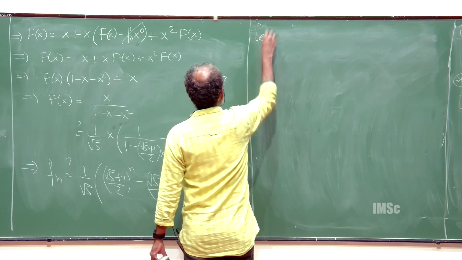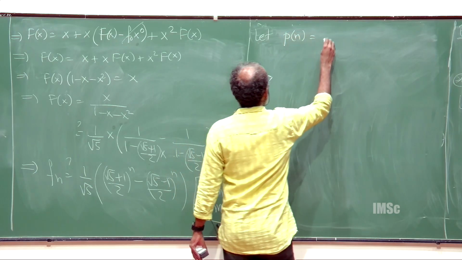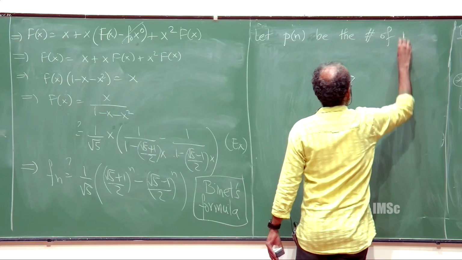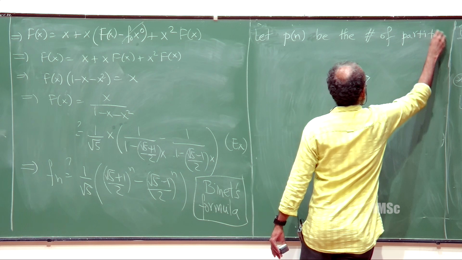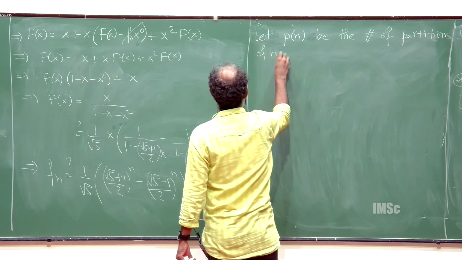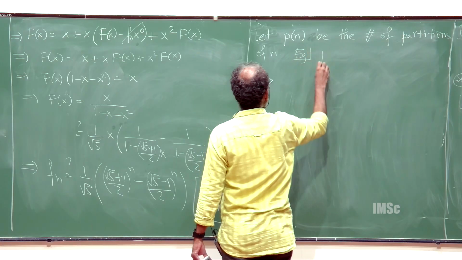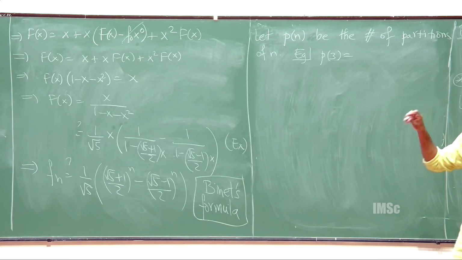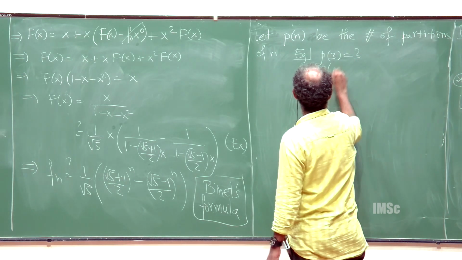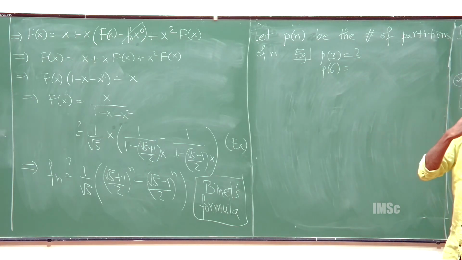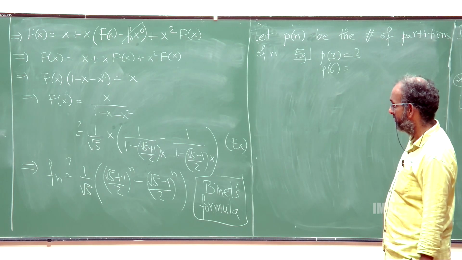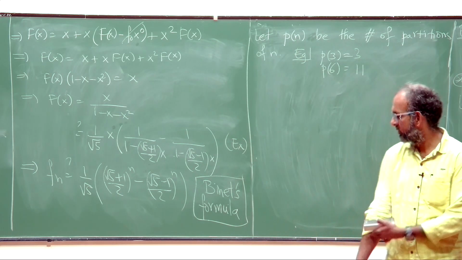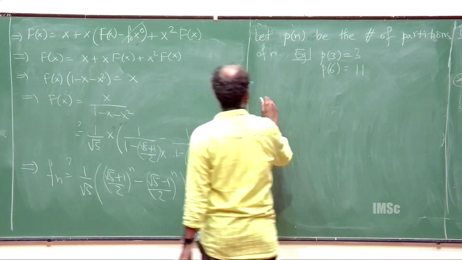Let me first define. Let Pn be the number of partitions of n. So for example, what is P3? 3. What is P6? 11, right? Over there. So this is the number. So here's the theorem due to Euler.